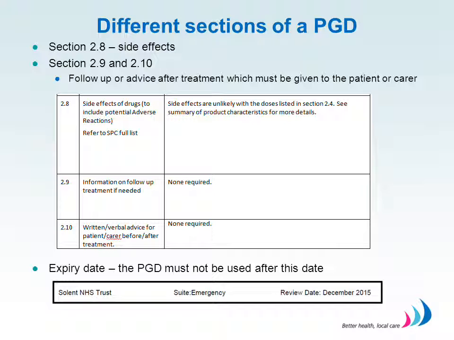All PGDs used within Solent NHS Trust have an expiry date. The PGD must not be used to give medicines after the expiry date. The Medicines Management Team regularly review and update PGDs. If a PGD still needs to be used and is approaching its expiry date, it may be possible to grant an extension letter. Please contact the Medicines Management Team if this situation applies. To ensure that you are always using the most up-to-date version of PGD, we advise you to check the PGD webpage, which can be found under Medicines Management on the intranet.